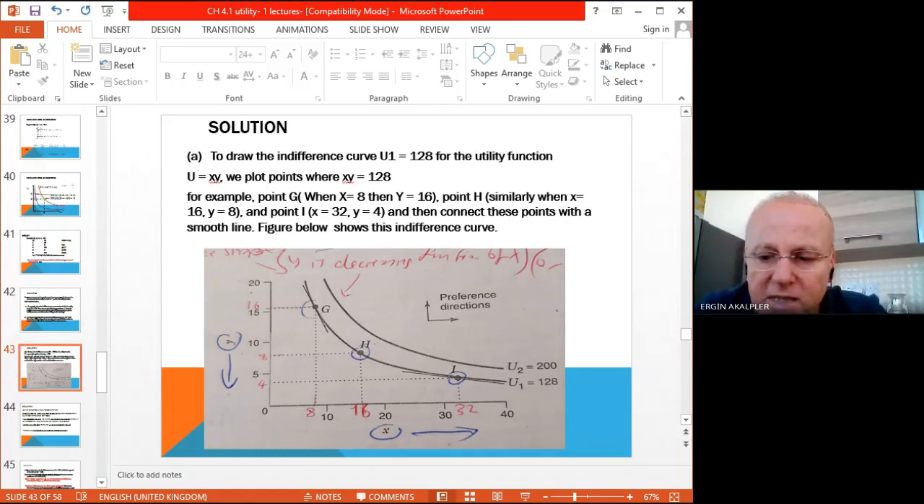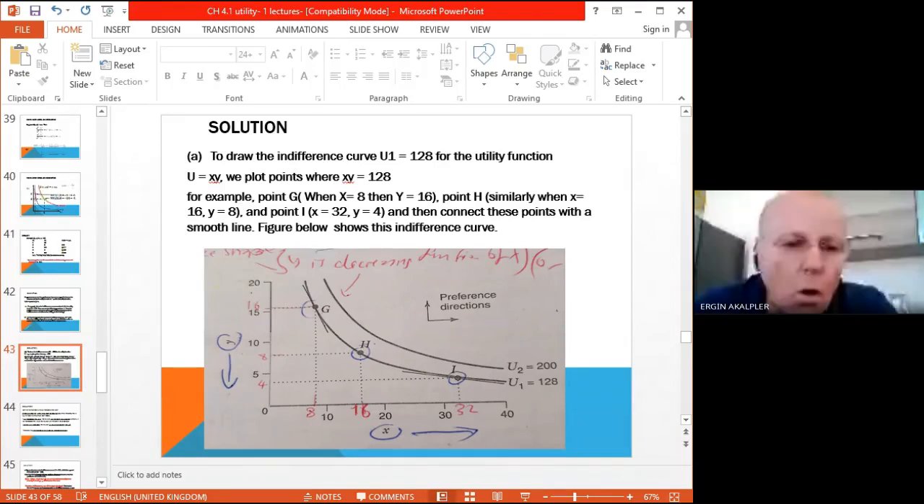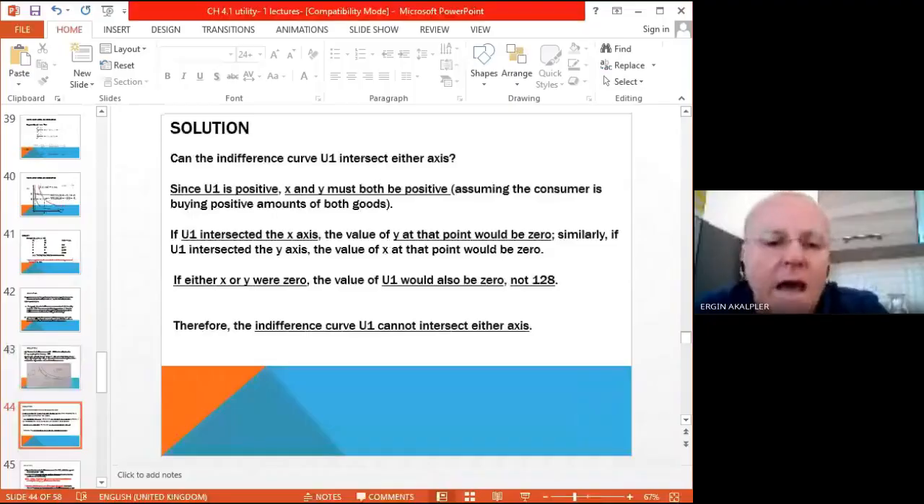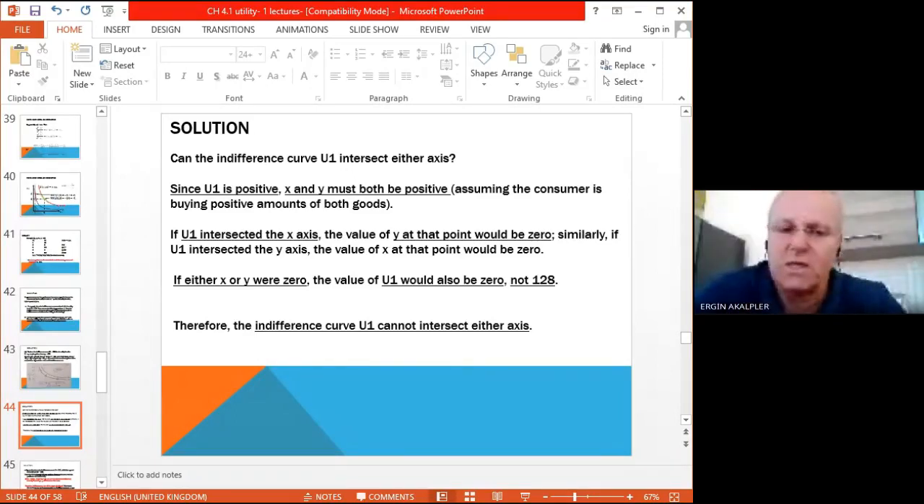For the next part of this equation, we can use this to show that these indifference curves U1 and U2, where U1 is 128 and U2 is 200, are not intersecting each other, because U1 is positive, as I mentioned to you, and X and Y are positive numbers, assuming the consumer is buying a positive amount of goods, because in a given scenario this is possible.